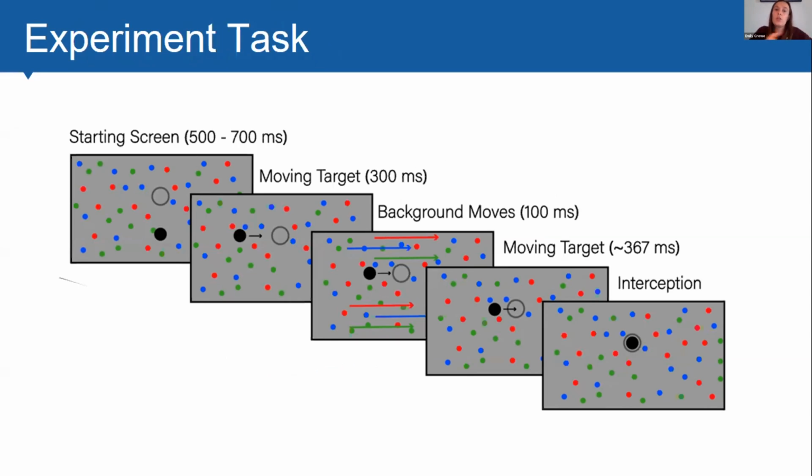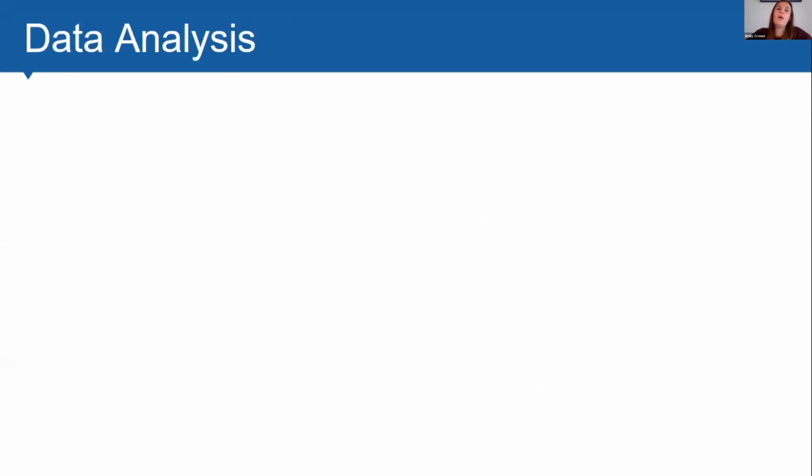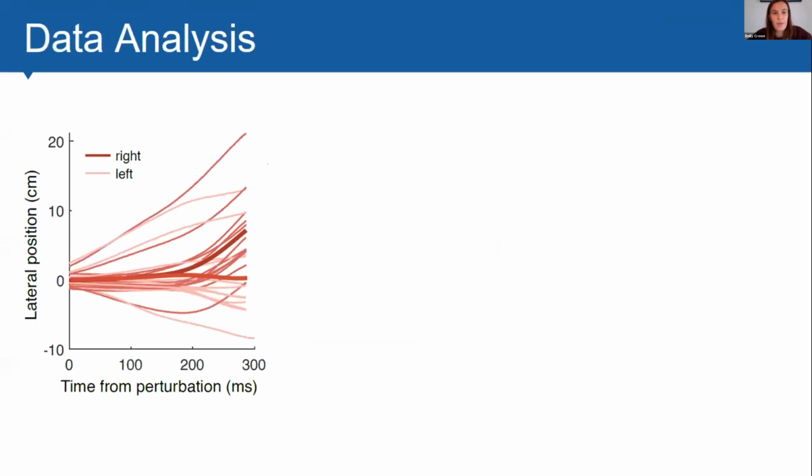At a fixed point during the target's motion, the background will move abruptly. This will last for 100 milliseconds and then stop, so it's a very abrupt motion. This can occur either leftward or rightward, so it is always horizontal. The target then continues moving, and the trial will end when a participant hits the screen such that they have performed their interception. For all the experiments I'm going to present, I will also use the same data analysis.